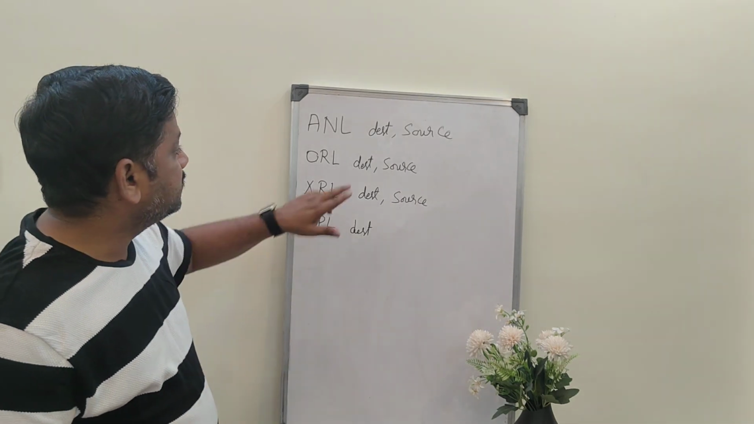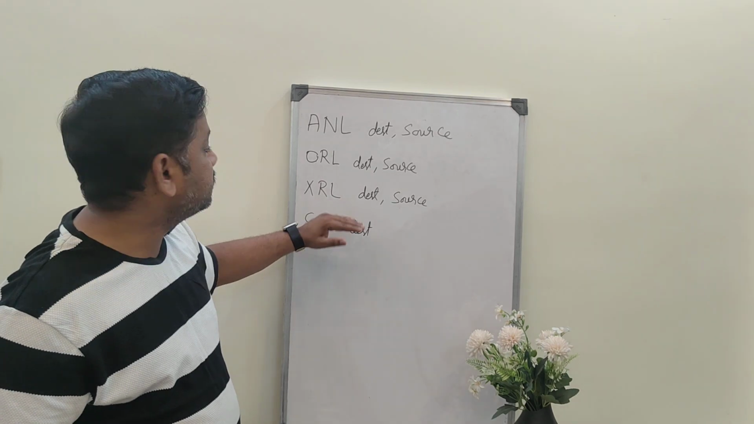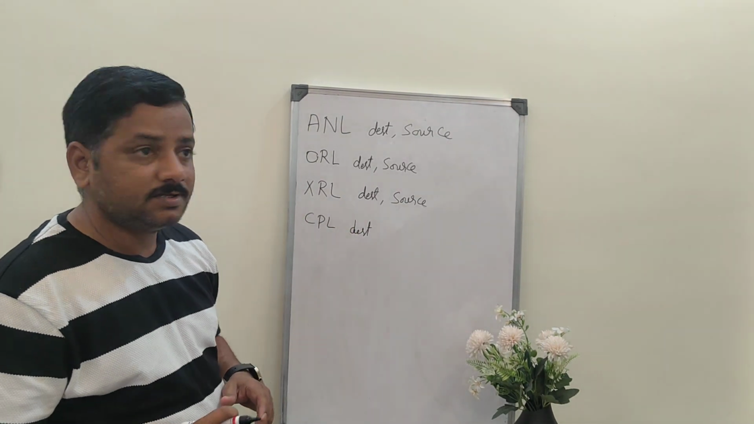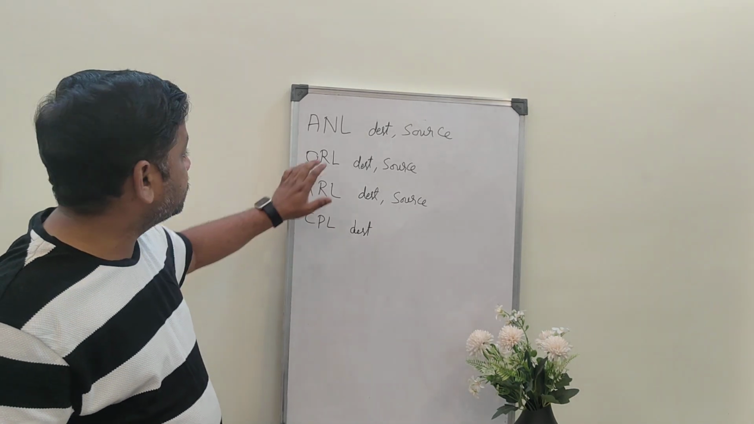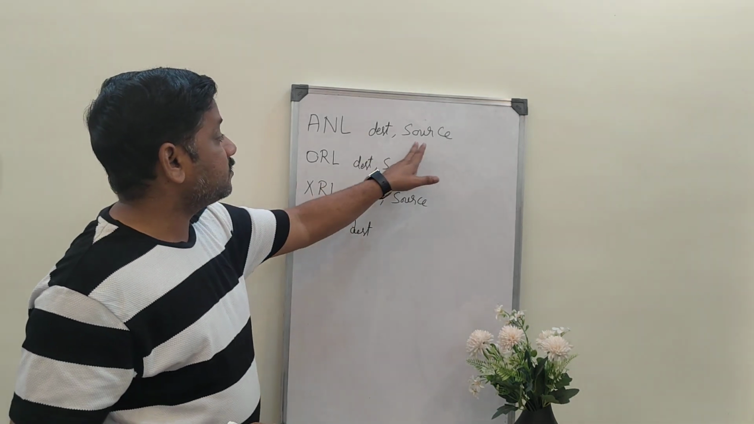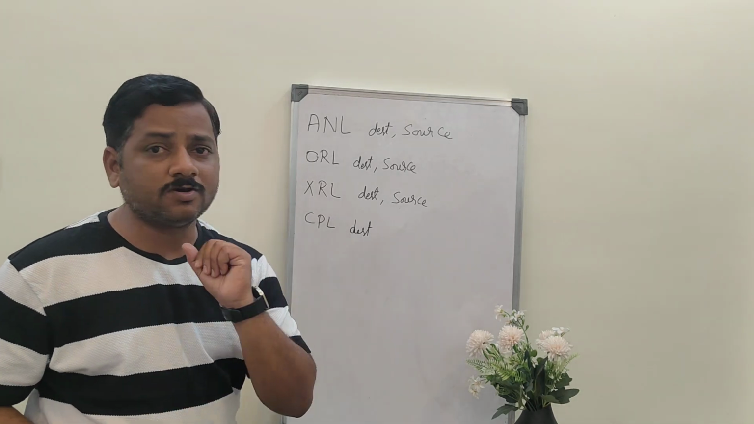Before that, understand that we have destination, comma, source in each of these three cases, whereas here we have only one operand, that is destination. These things we call mnemonics. ANL, ORL, XRL, CPL all are mnemonics, and these are operands. We have two operands in these three cases, whereas here we have only one operand.